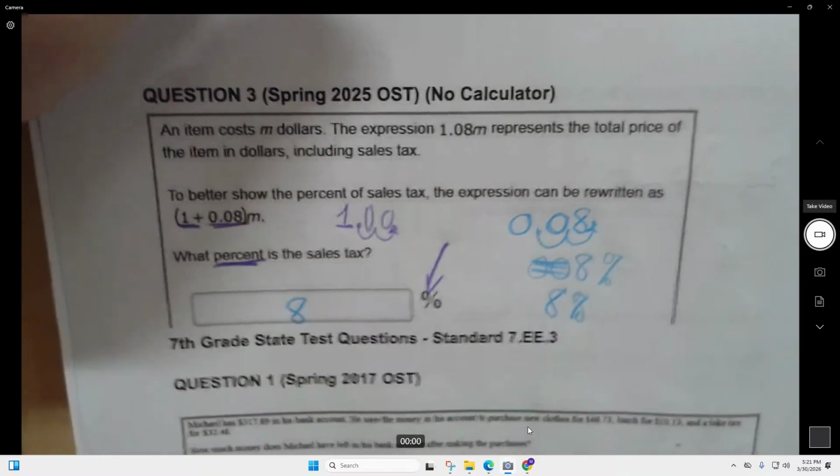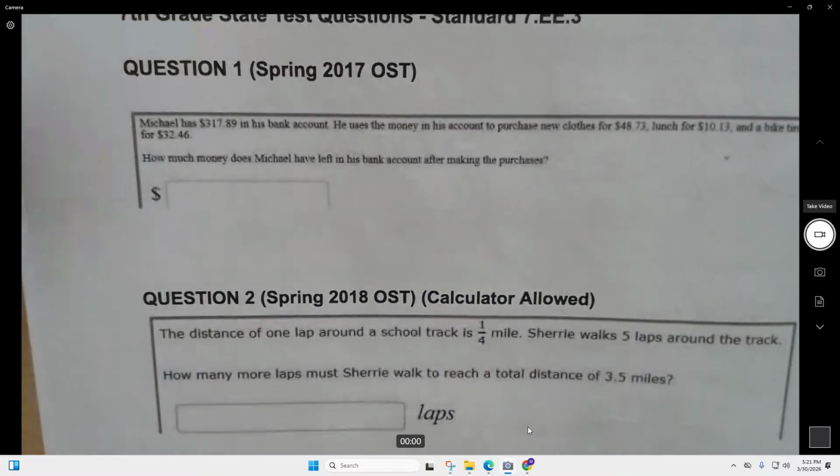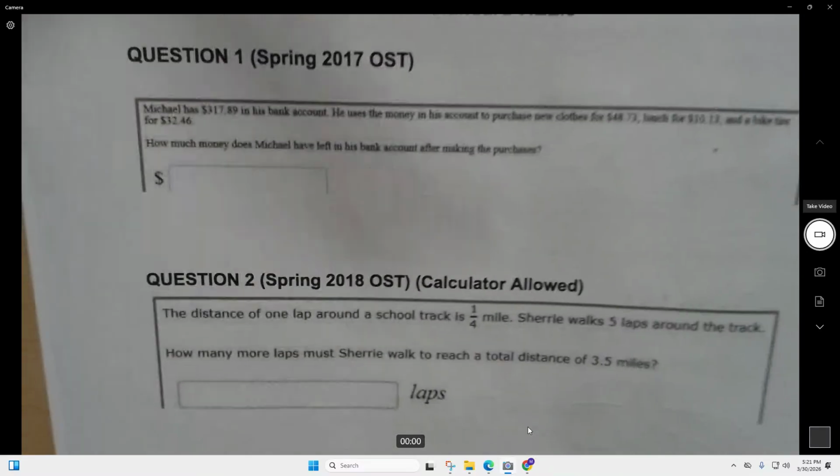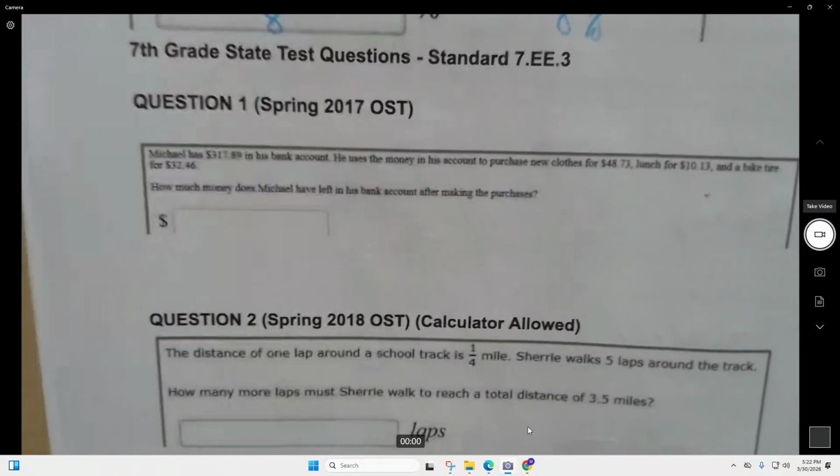Alrighty, hello. Welcome to another OST review session. Today we are talking about standard 7.EE.3, still in the expressions and equations zone.